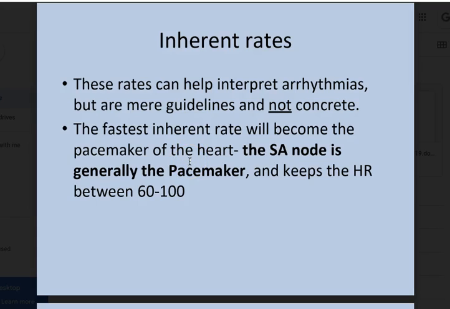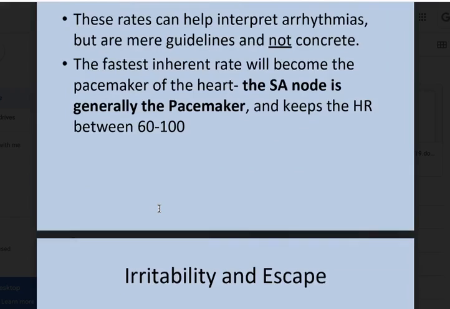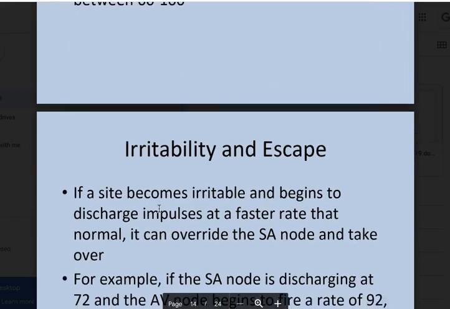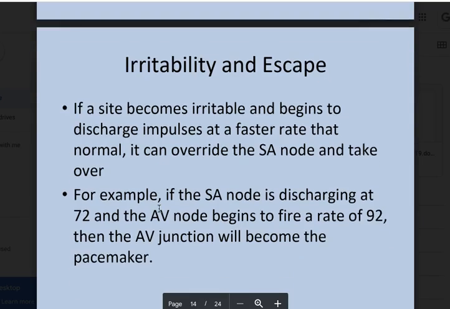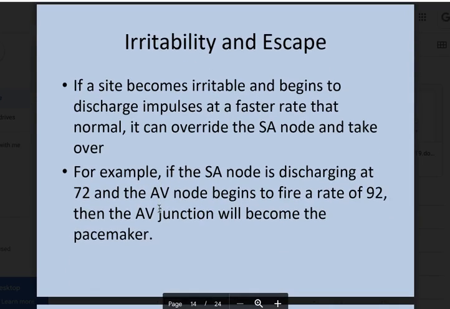So the fastest inherent rate is the pacemaker of the heart. It is important to know, I'll ask you on your test, what is generally the pacemaker of the heart? What is the normal pacemaker? That is the SA node. In a normal healthy heart, the SA node is the one firing the impulses that tell your heart to beat, and it's supposed to keep your heart rate between 60 and 100, which we know in a normal adult is considered normal.